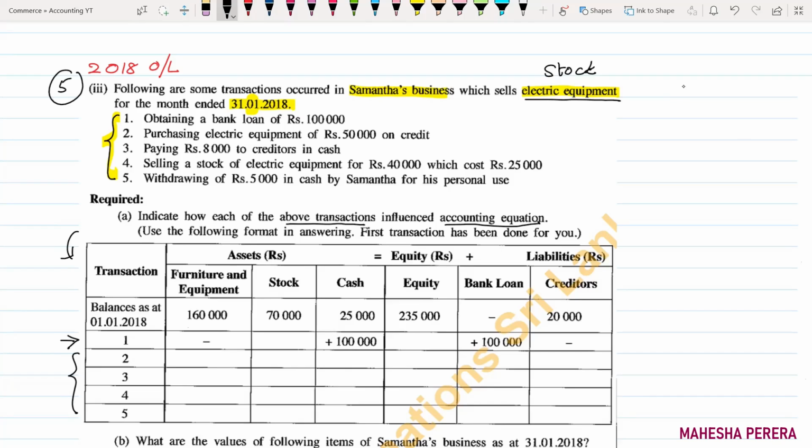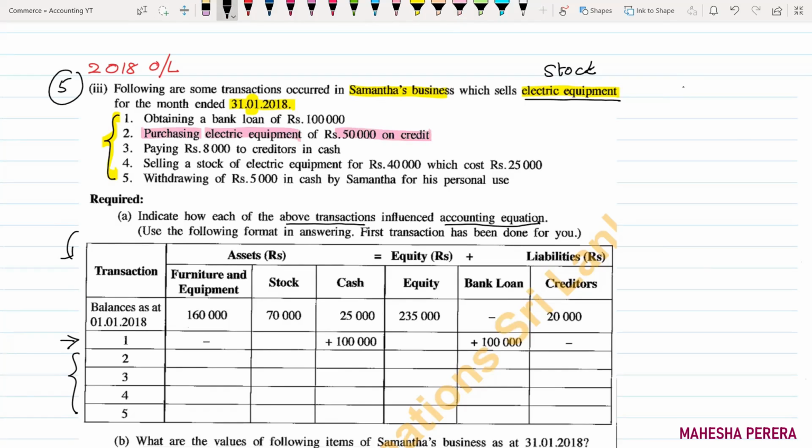Now let's read the second transaction, because the first one is already done. It's obtaining a bank loan. So cash increases, and also the liabilities increase, and it is a bank loan.